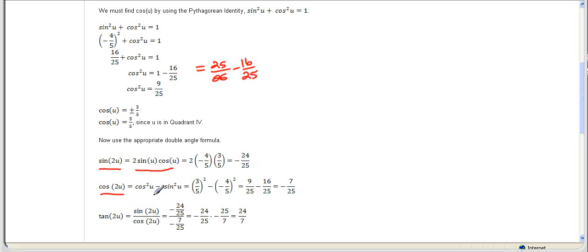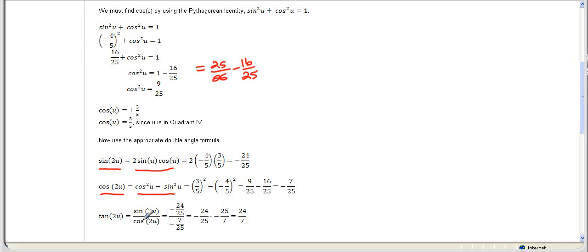Cosine of 2u is cosine squared u minus sine squared u. So we would have 3/5 squared minus negative 4/5 squared, which is 9 over 25 minus 16 over 25, and that reduces to negative 7 over 25.